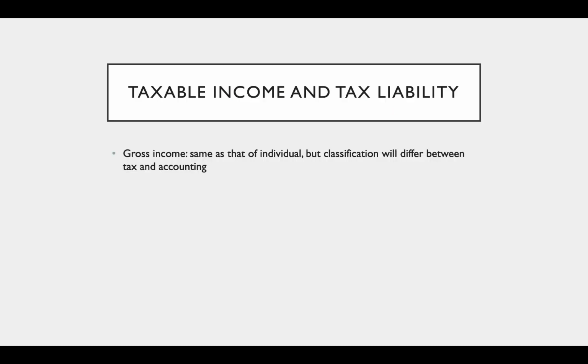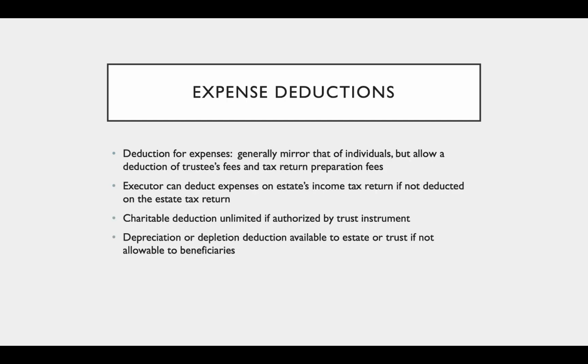Gross income is the same as that of an individual, but classification will differ between tax income and accounting income. I am allowed a deduction for expenses, and those deductible expenses generally mirror that of individuals, but they do allow a deduction of a trustee's fees and then any tax return preparation fees. The executor can deduct expenses on the estate's income tax return if they're not deducted on the estate tax return.